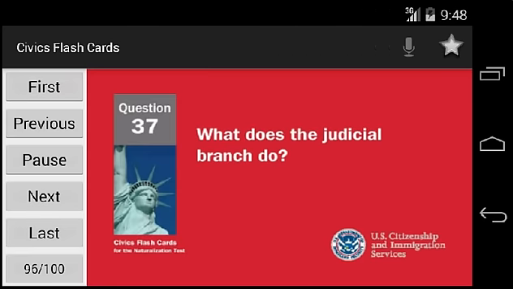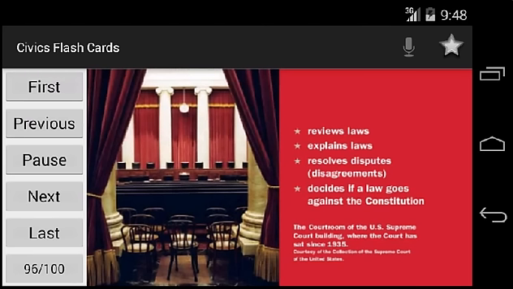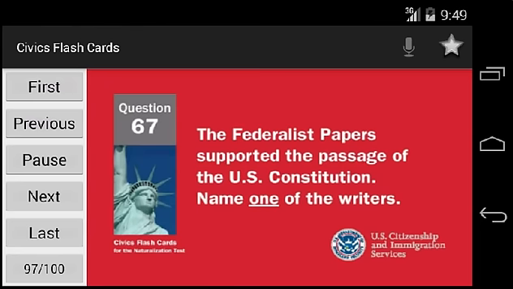What does the judicial branch do? Reviews laws. Explains laws. Resolves disputes, disagreements. Decides if a law goes against the Constitution. The Federalist Papers supported the passage of the U.S. Constitution. Name one of the writers.